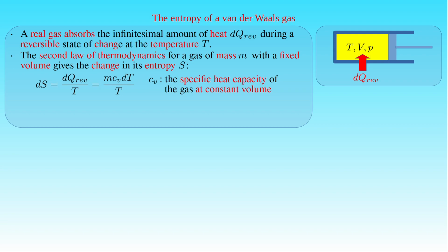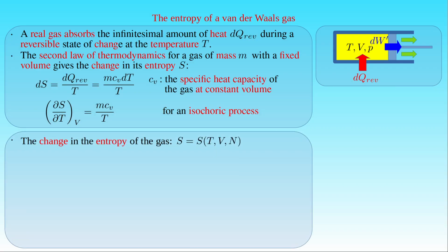If we formally divide this equation by dT, then we can write the partial derivative of the entropy S with respect to the temperature T at a constant volume V as the mass m times the specific heat capacity Cv at constant volume over the temperature T. In the general case, the gas absorbing the infinitesimal amount of heat is allowed to expand and perform work on the moving piston. Then the entropy of the gas in the cylinder can be written as a function of its temperature T, its volume V, and its number of particles N.